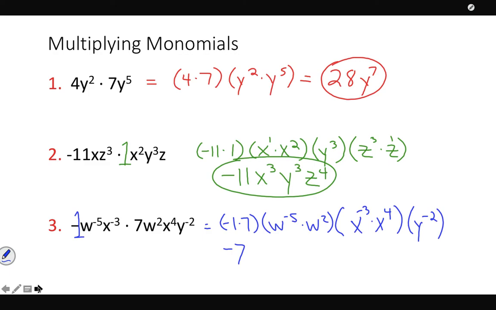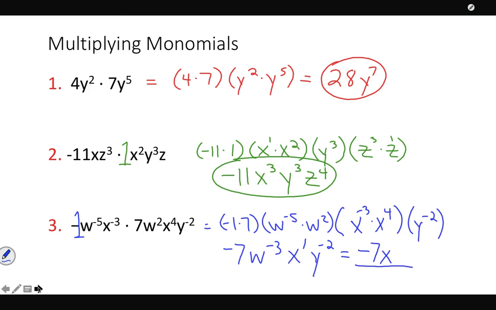W to the -5th times w to the second would be w to the -3rd. X to the -3rd times x to the 4th would be x to the 1st. And then I'd have the y to the -2nd. Now, if you recall, at the beginning of this lesson, we're not allowed to leave any 0 or negative exponents. So a negative coefficient never moves. That just stays. That's a -7. And the x is a positive exponent, so that's going to stay.